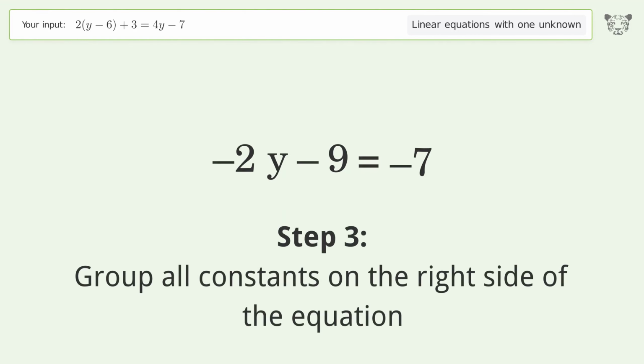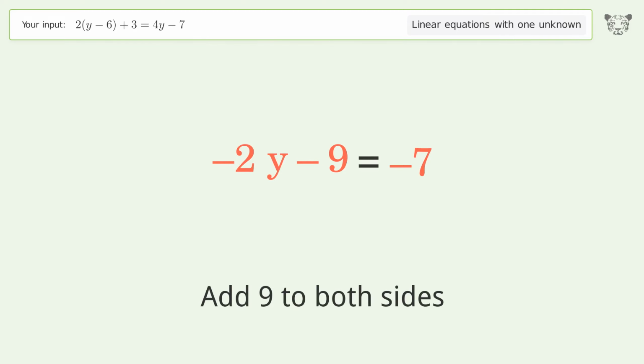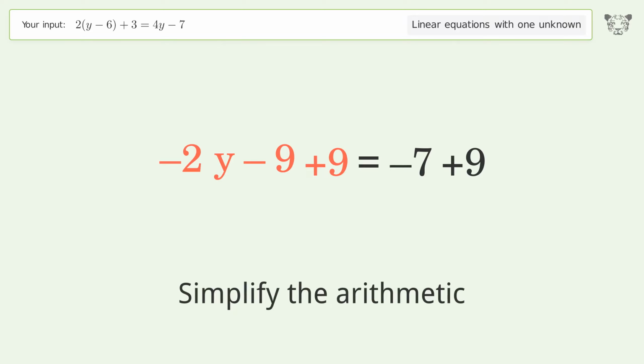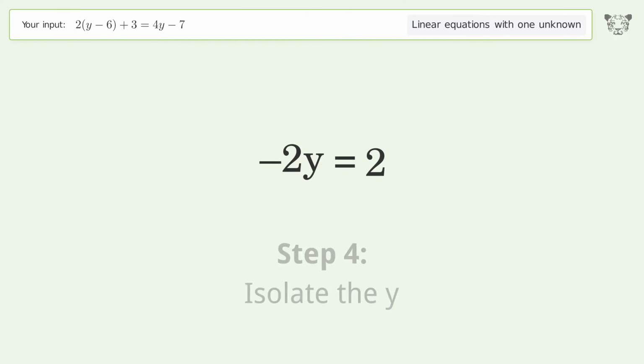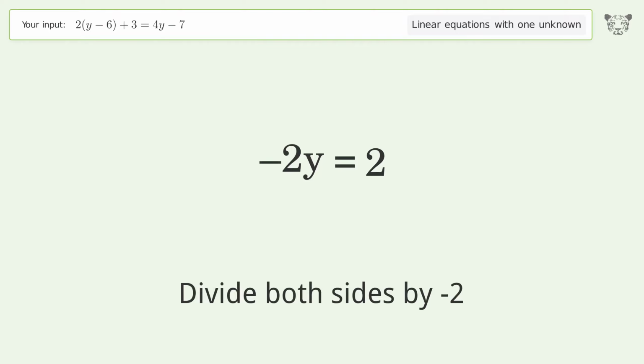Group all constants on the right side of the equation. Add 9 to both sides. Simplify the arithmetic. Isolate the y. Divide both sides by -2.